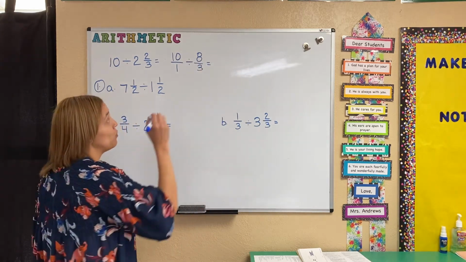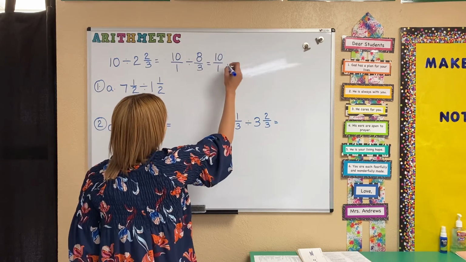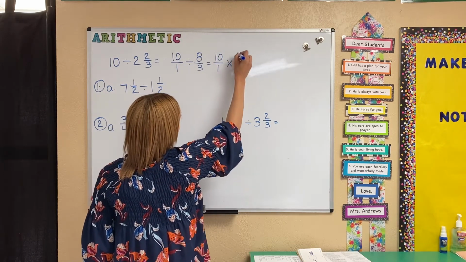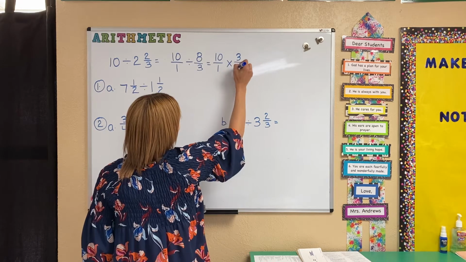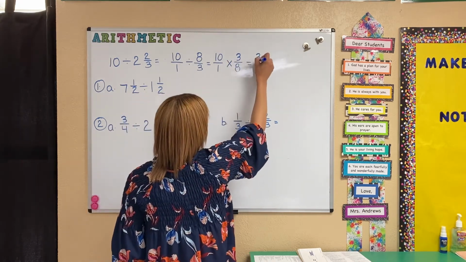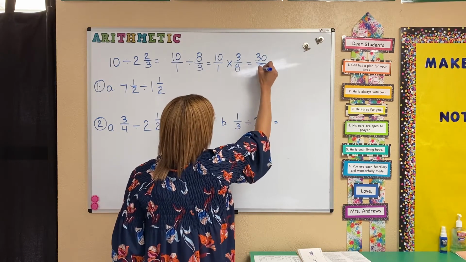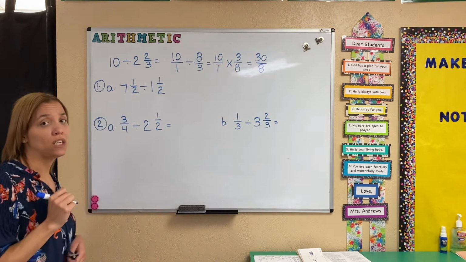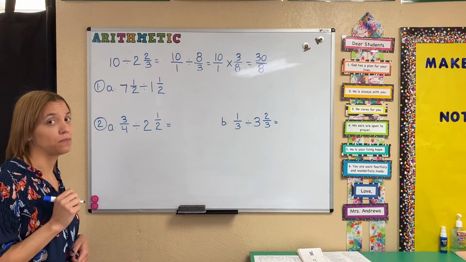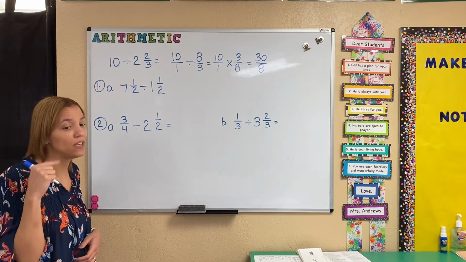And then we move on with the multiplication. 10 over 1 times 3 over 8. So 10 times 3 is 30, and 1 times 8 is 8. So we have 30 over 8. Make sure that as I'm doing it here, you are doing it in your head, okay?